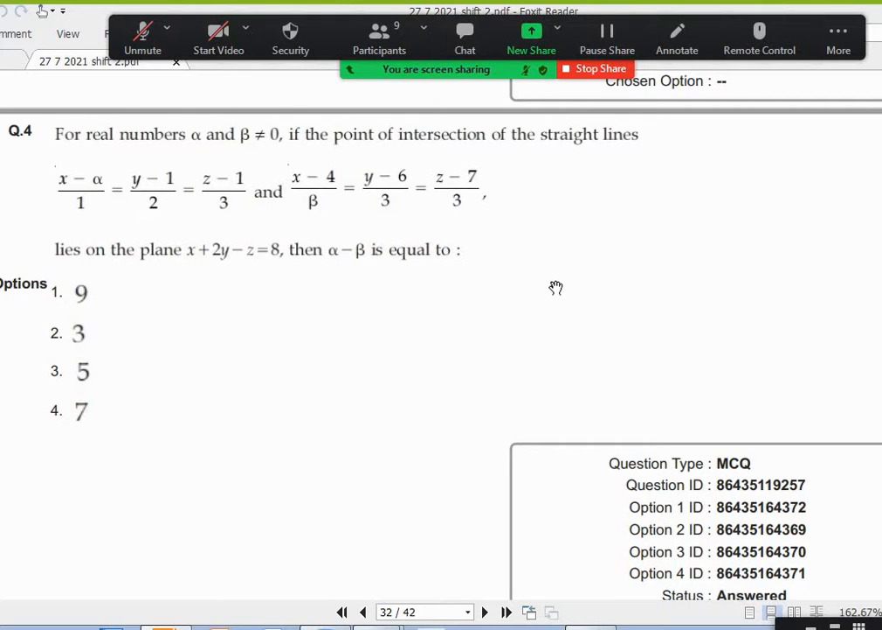Maybe I don't want to solve the two lines. I can solve line in a plane and again line in plane. I'll get to, they should be the same. That may be a better way of doing it, may not be. We'll see.